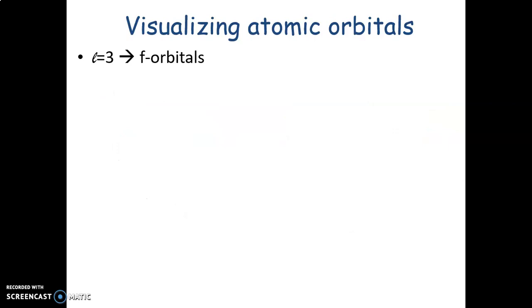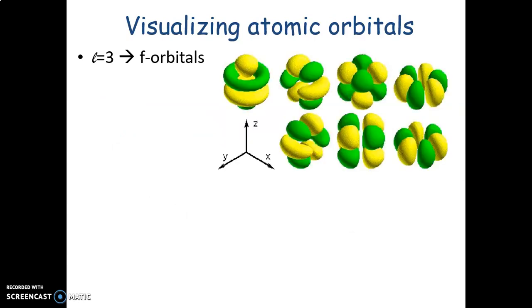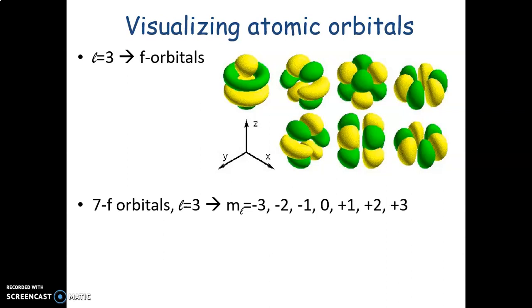The f orbitals, F was for forget about it. We're not going to worry at all about what these things look like, but just in case you're curious, they get very, very complicated as we go up higher to L values. These are 7 f orbitals, 1 for each possible value of m sub L when L equals 3, and as n increases, the f orbitals get larger.